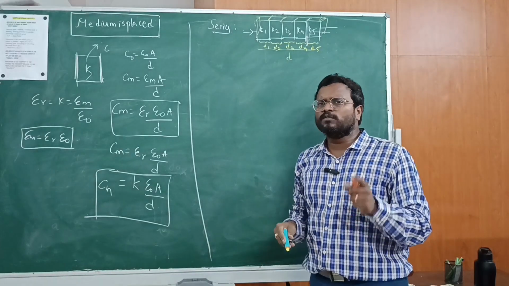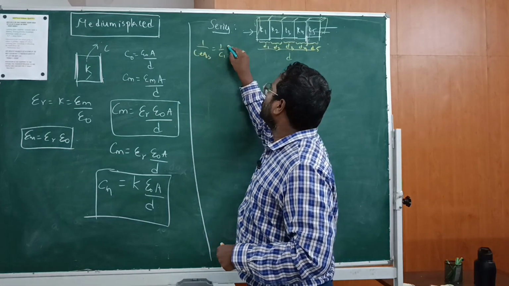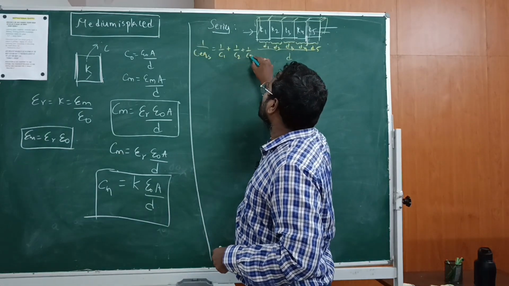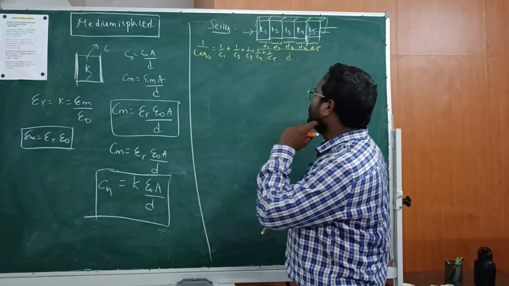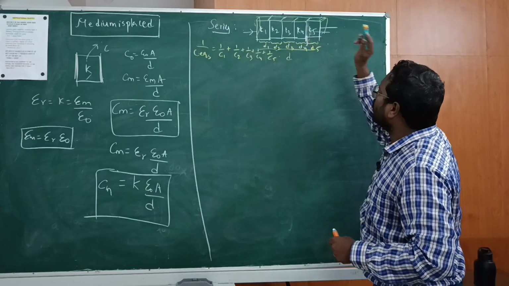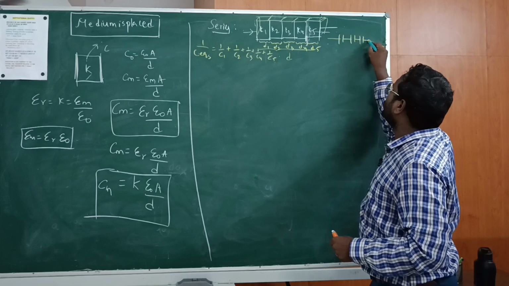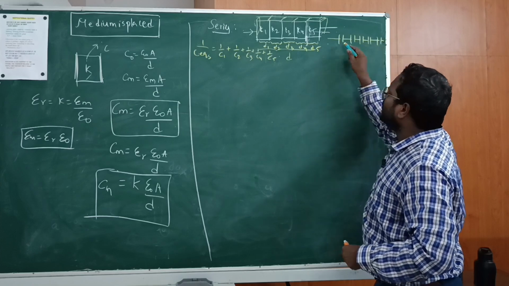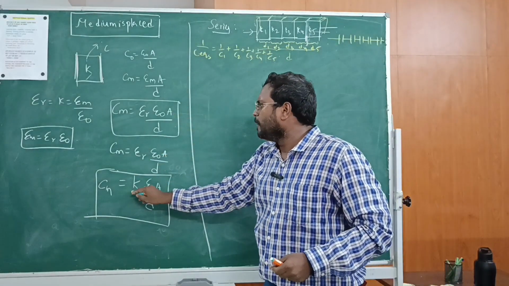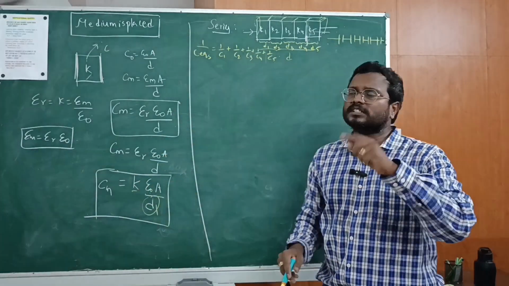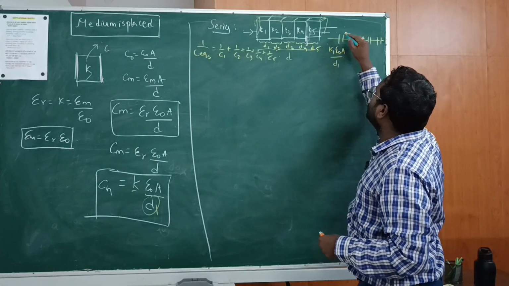So how do you find equivalent capacitance in series connection? 1 by C equivalent in series is equal to 1 by C1 plus 1 by C2 plus 1 by C3 plus 1 by C4 plus 1 by C5. We have 5 capacitances, and these 5 are connected in series. So where C1 is going to be what? Medium is K1, epsilon naught A, and the distance is the new distance D1. So K1 epsilon naught A by D1 is C1.